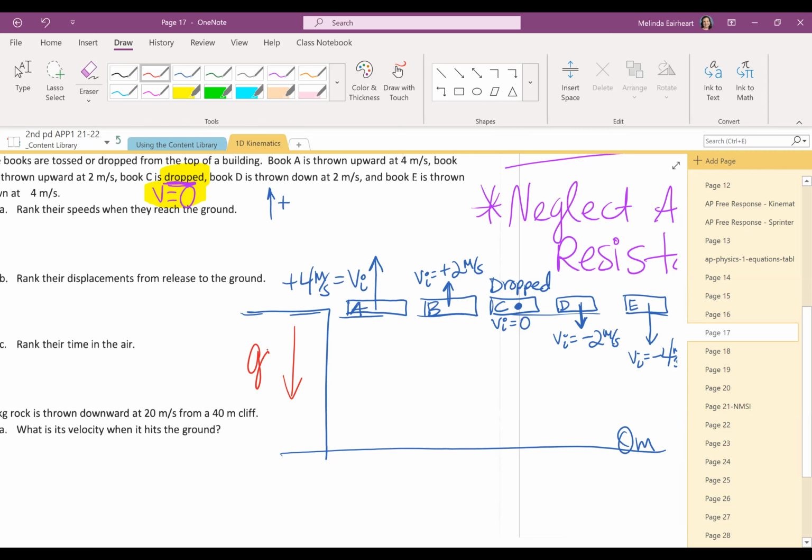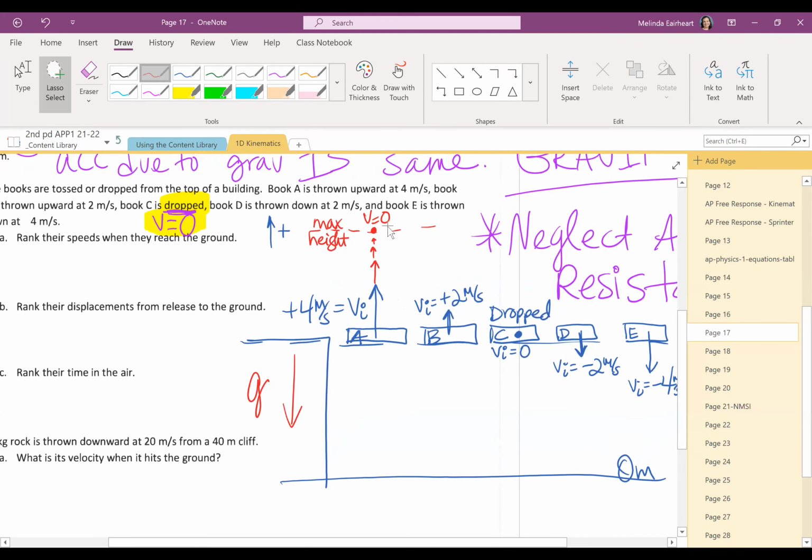So book A, a split second later, yes, it's going up, but is it 4? No. What would it be? Less than 4. So it's going to go 4, 3, 2, 1. So maybe our arrows start shrinking until it reaches a max height or peak, right? And what's the velocity for that moment? 0. Just at that moment. And what goes up must come down. What's it going to look like? It's going to come down symmetric. So I'm going to shift over a little bit.